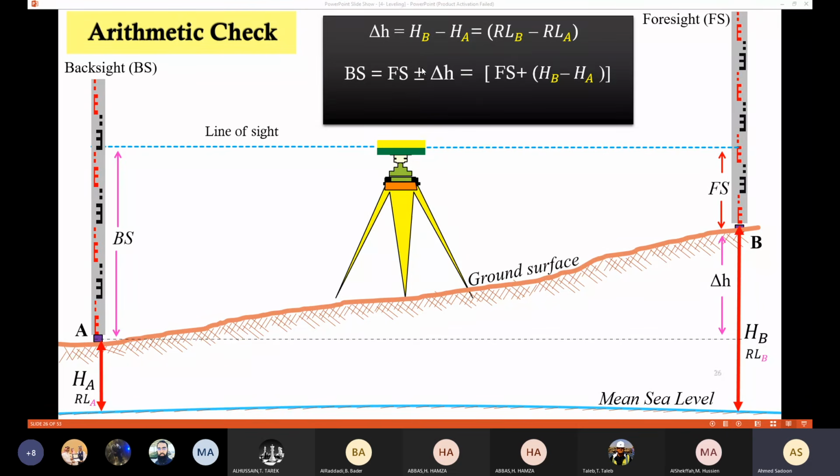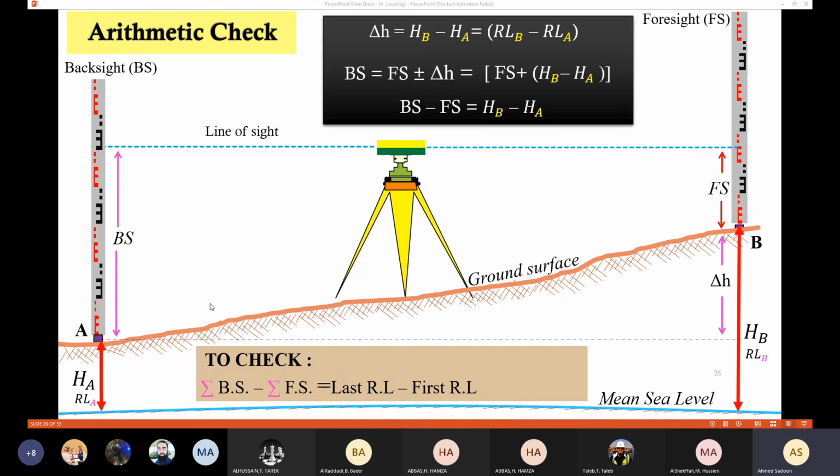But in this case, we have plus. So instead of delta H, we are going to substitute by HB minus HA. So take Fs to the left-hand side, then the backside minus the foreside is going to represent HB minus HA. So the difference between the backside and the foreside is the same as the difference between the level between point B and point A.